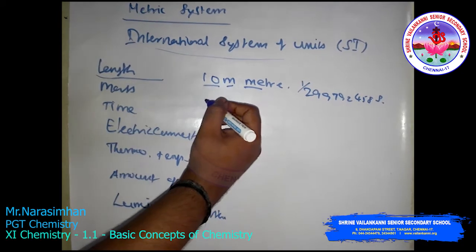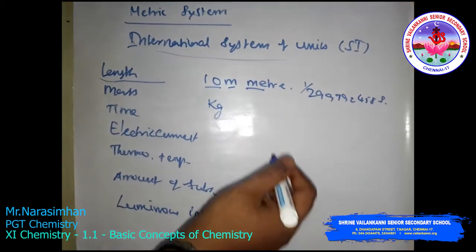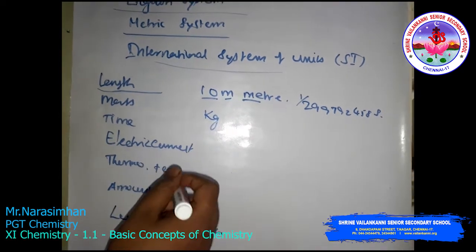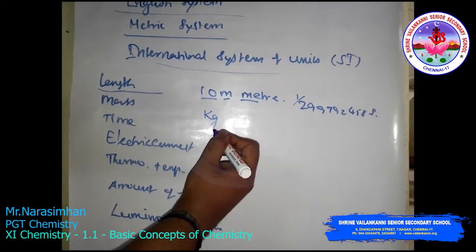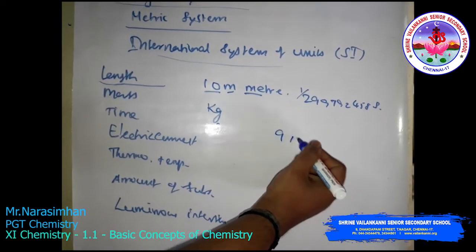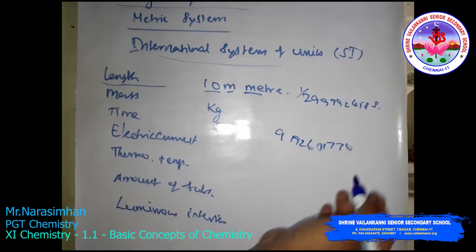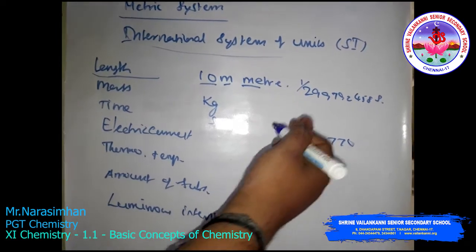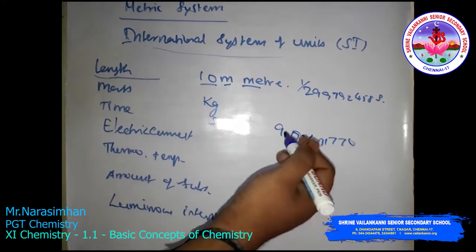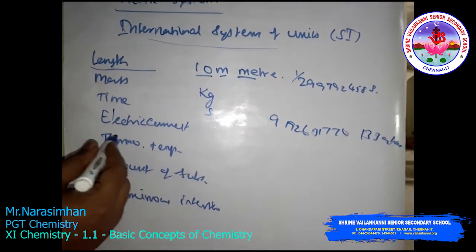Then next is mass. For mass we usually use the kilogram, kg. The kilogram is the unit of mass, equal to the mass of the international prototype of the kilogram. Then time. The SI unit of time is the second, the duration of 9,192,631,770 periods of the radiation corresponding to the transition between the two hyperfine levels of the ground state of the cesium 133 atom.